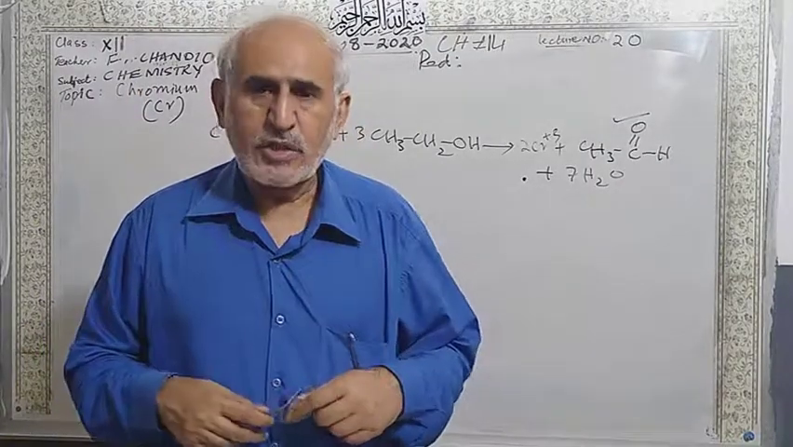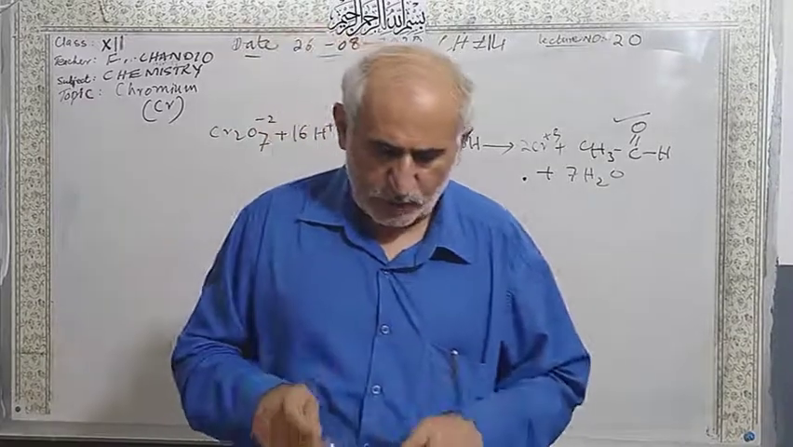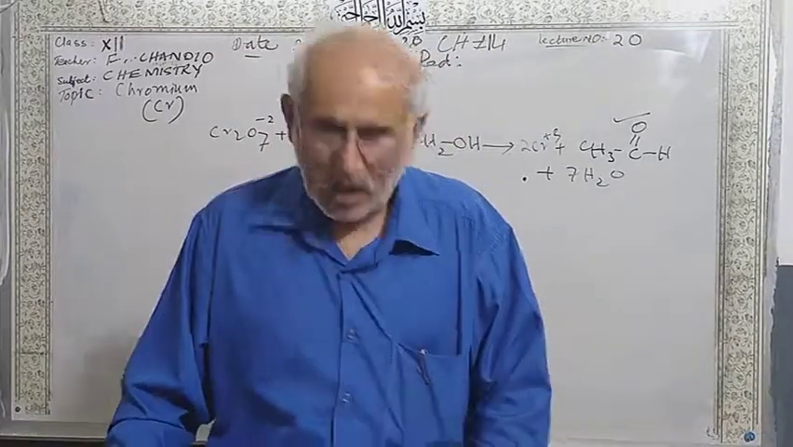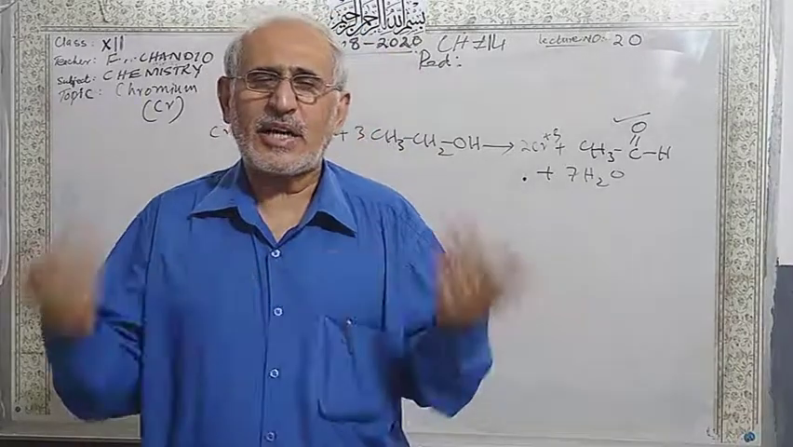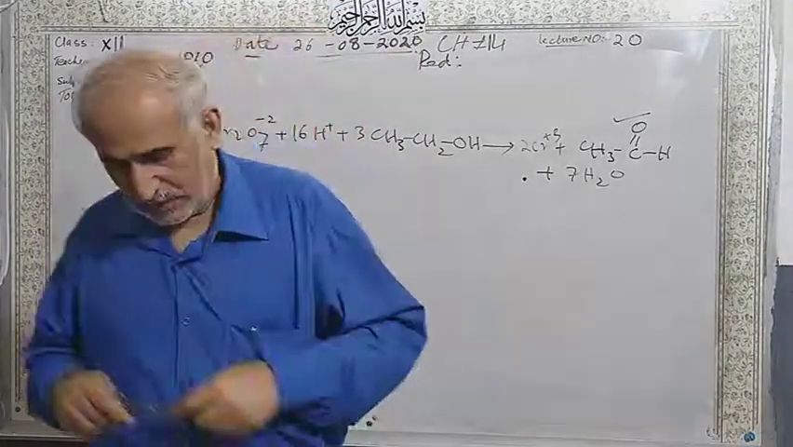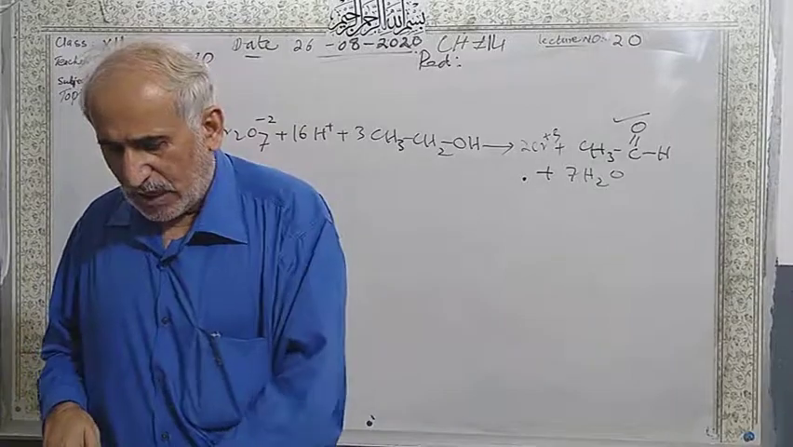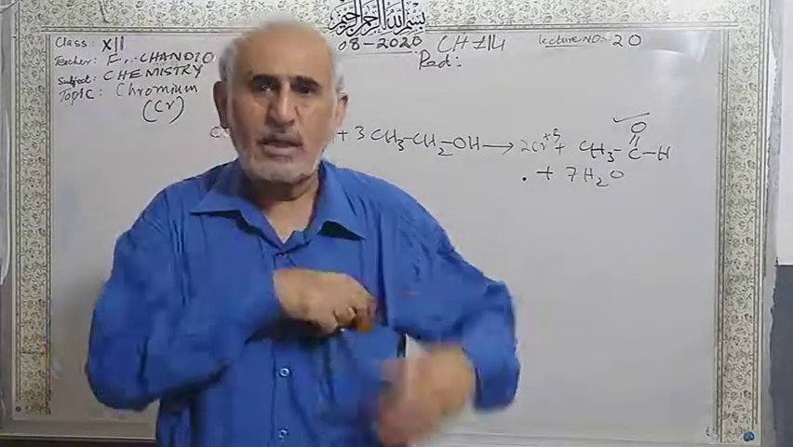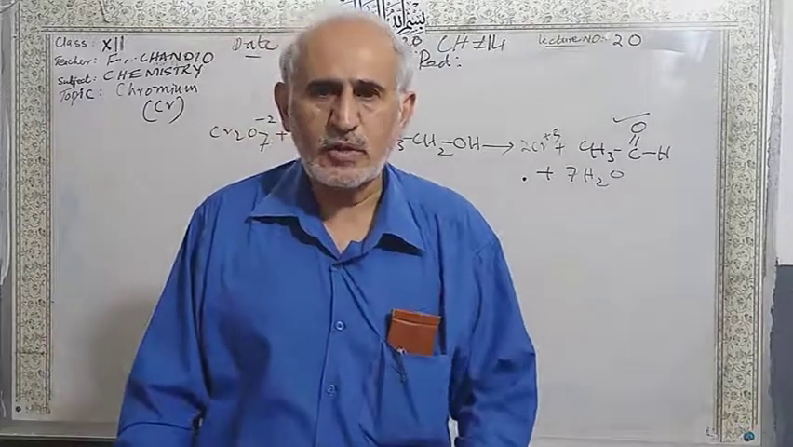So thank you very much. We stop here. Then we continue the use of potassium dichromate as an oxidizing agent in titration. In titration, how potassium dichromate is used as an oxidizing agent. Thank you very much. We stop here.